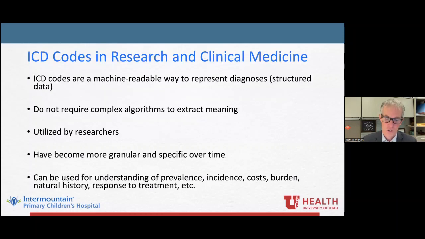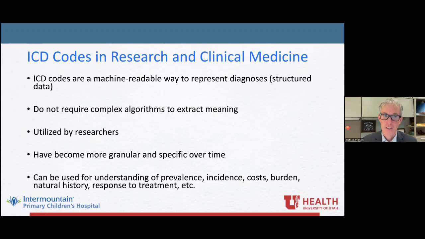So the point of this was to talk about the ICD codes. ICD codes obviously are what we use to assign a diagnosis to someone in clinical medicine. They are a way to give a machine-readable representation of a diagnosis. So it's what we call structured data. Once you put a code on it, you don't have to use complex algorithms. Not only is it used clinically, but we also use it now in research, because with large numbers of people, we can look into these large data sets to understand what's going on.